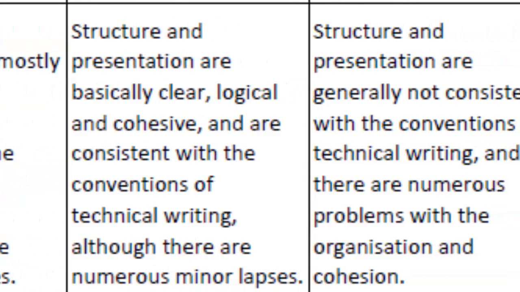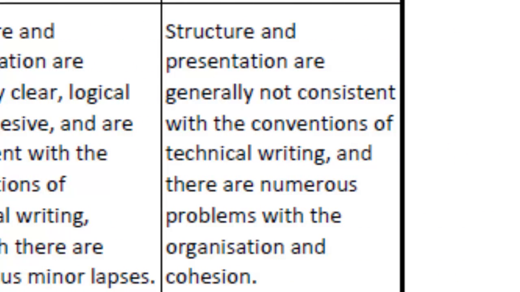A pass means that you've basically got the basics right, being clear, logical, cohesive, most of the conventions of technical writing, but there might be lots of small lapses here and there, and that detracts from the professionalism of the document. A fail means that you generally haven't been consistent with the conventions of technical writing, and there might be numerous problems with how it's organised or how ideas are linked.